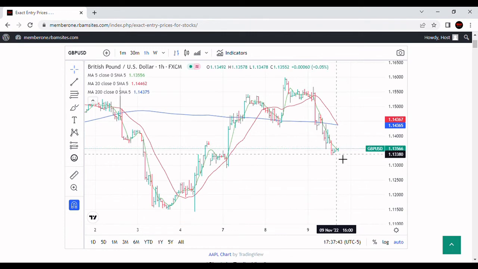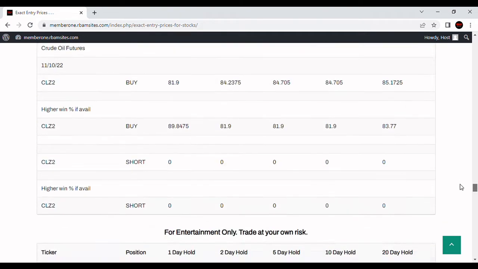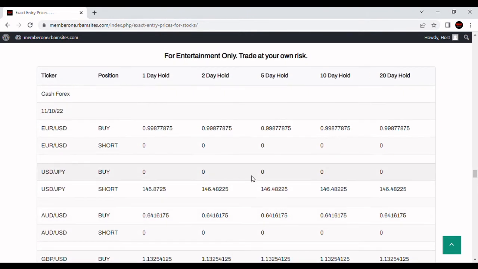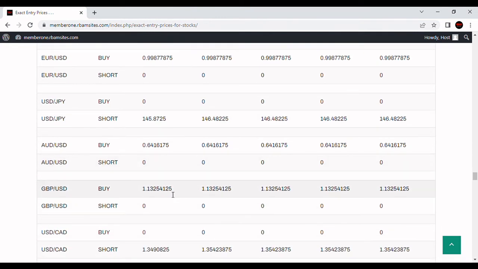That's all for entertainment purposes, only my opinion, but that's what I'm thinking. Maybe a hair of a rally and then the decline, and the algo is saying we've got buys tomorrow across the board. Again, all for entertainment purposes only. Trade at your own risk. You can't use our entry prices for anything other than entertainment, including my commentary, and you should always do your own analysis. Yes, buys across the board.